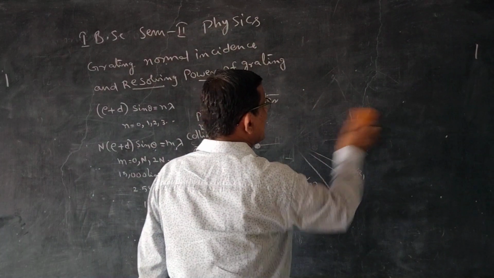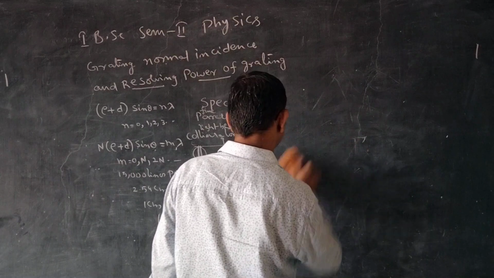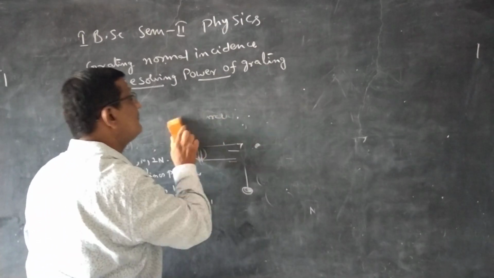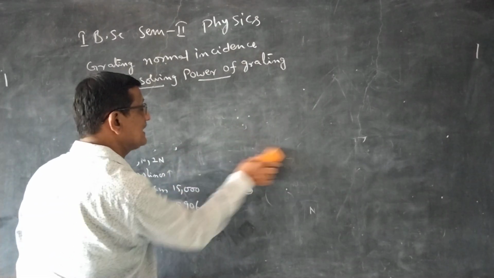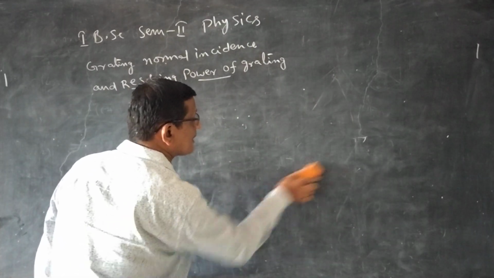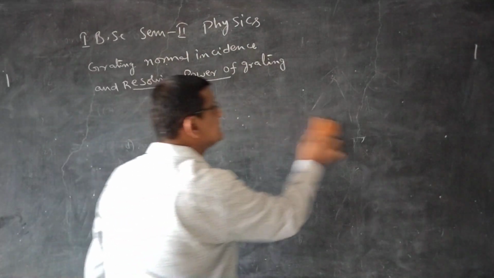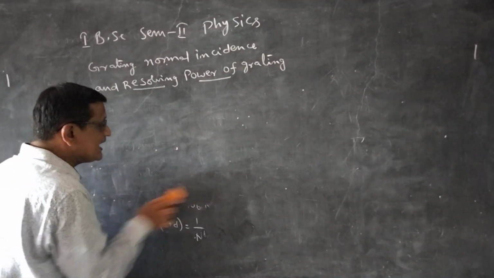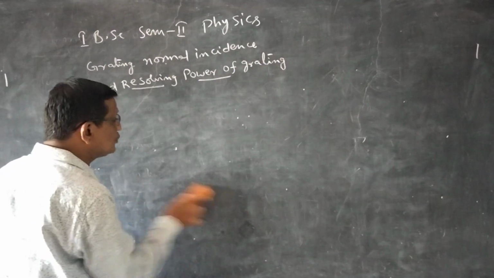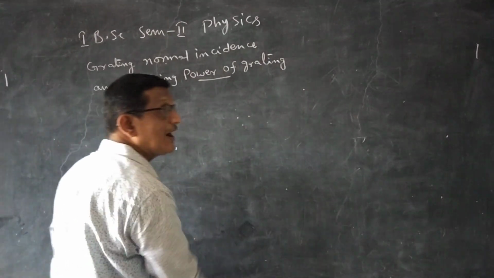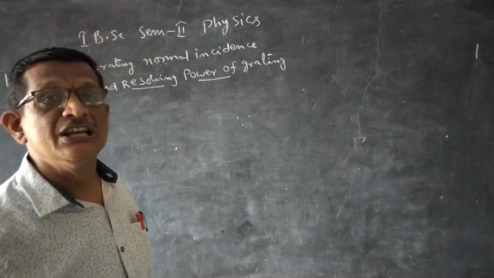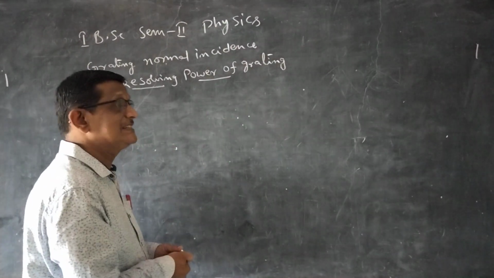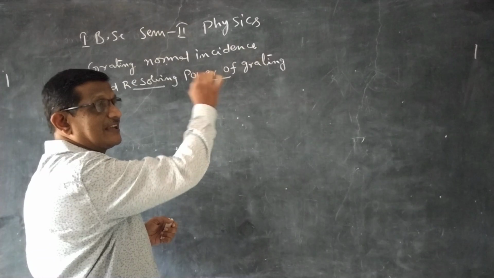Now, here another important aspect is the resolving power. What is meant by resolving power? Resolving power of any instrument is the ability to show two lines distinctly. How far it shows the two lines distinctly, that is the ability of that instrument. Now we are discussing the resolving power of the grating.